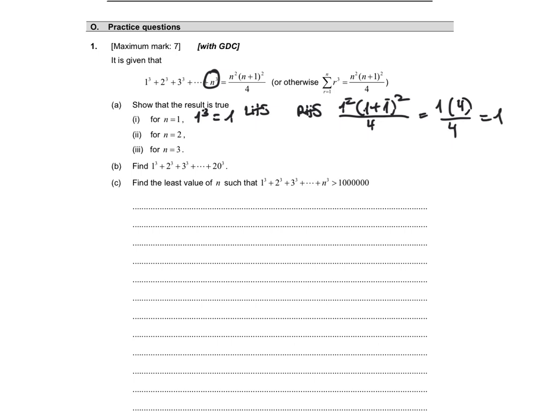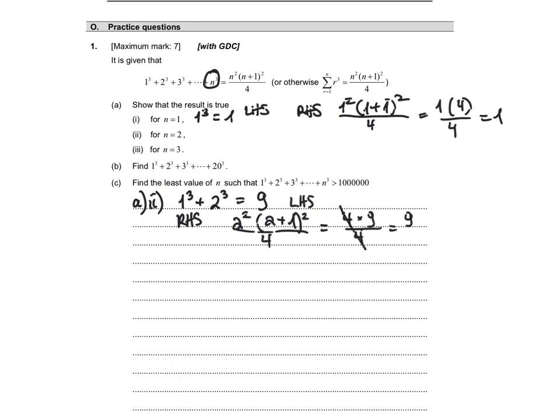For 2, same thing. We've got 1 cubed plus 2 cubed, which is 1 and 8, 9. So that's the left-hand side. Right-hand side is going to be 2 squared, 2 plus 1 squared over 4. So we're going to have 4 times 3 squared, which is 9, over 4 cancels, 9.